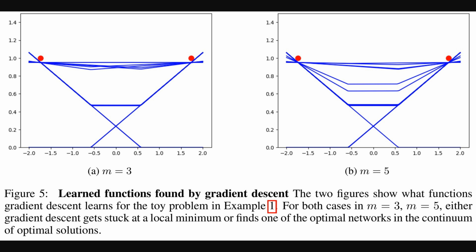Following up on that point about non-uniqueness in practice, Figure 5 shows the actual functions learned by gradient descent for that toy example, again for widths M equals 3 and M equals 5. What's interesting is that even though we know theoretically there's a continuum of optimal solutions, gradient descent doesn't always find them. It sometimes gets stuck in local minima or finds different specific solutions within that optimal set, highlighting the practical complexities.